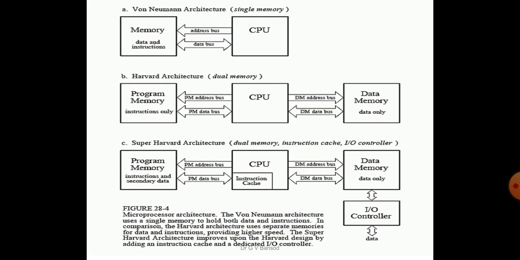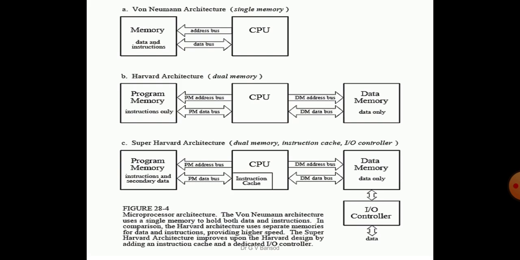As you know, in super Harvard architecture, there will be multiple address buses and multiple data buses for the program memory and for the data memory. So there might be a conflict for fetching data because there are multiple address buses. So this instruction cache, in short, addresses those conflicts. We'll come to the points one by one.